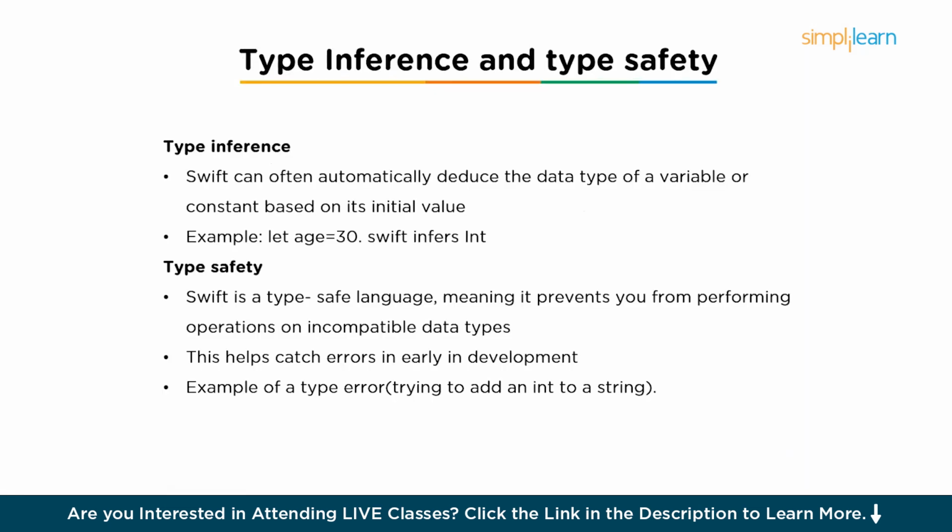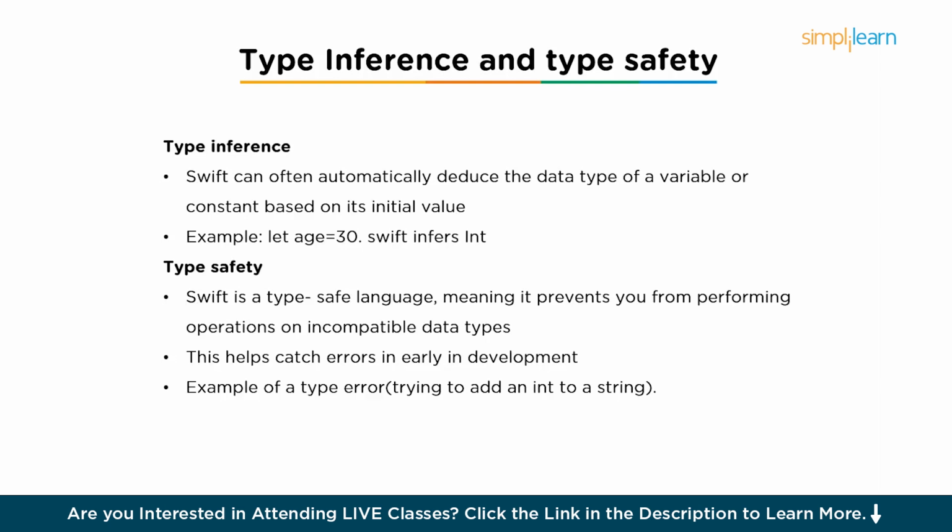Let's move on to the next topic, which is type inference and type safety. Swift has the ability to often automatically deduce or figure out the data type of a variable or a constant based on the value you initially assigned it. This means you don't always have to explicitly state the type.